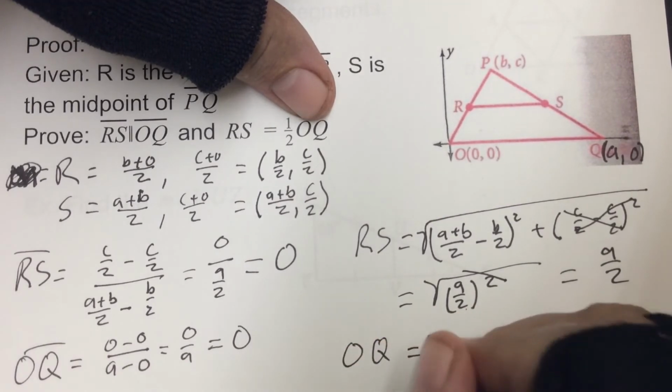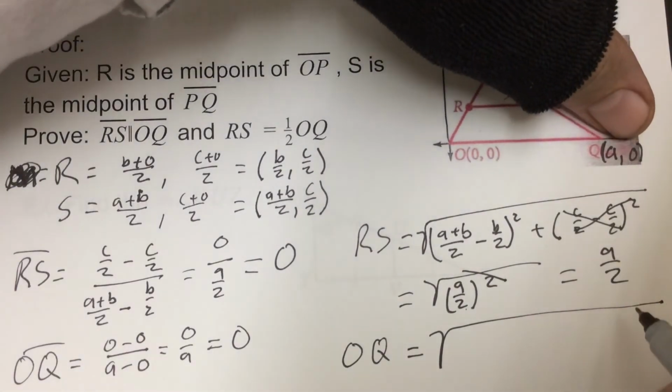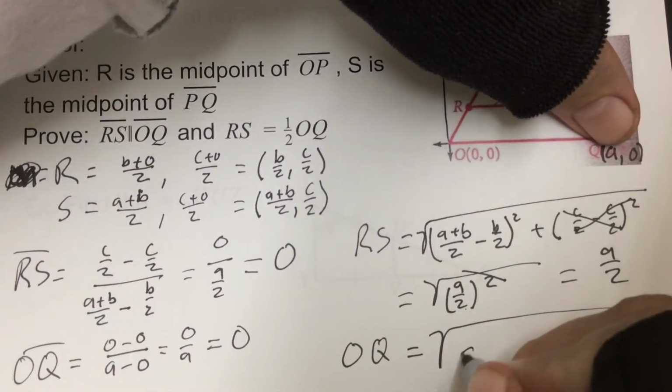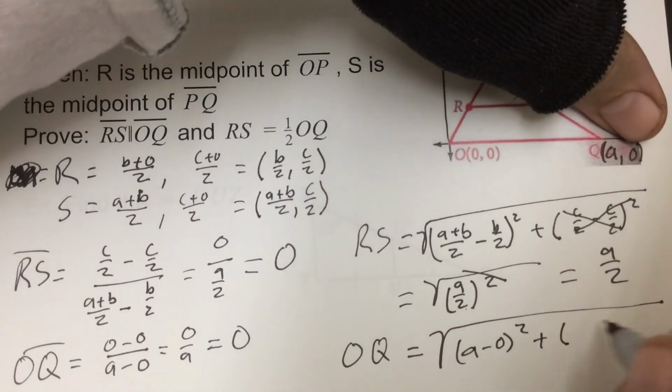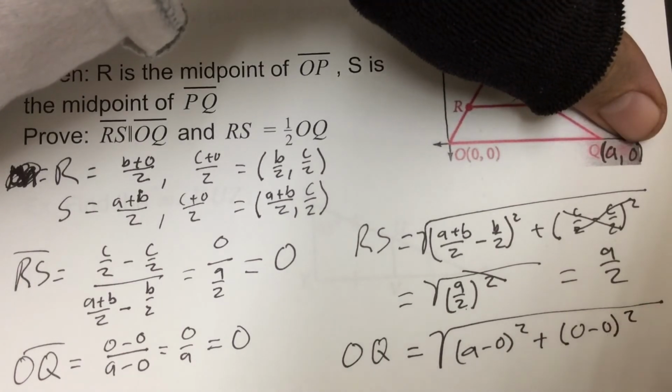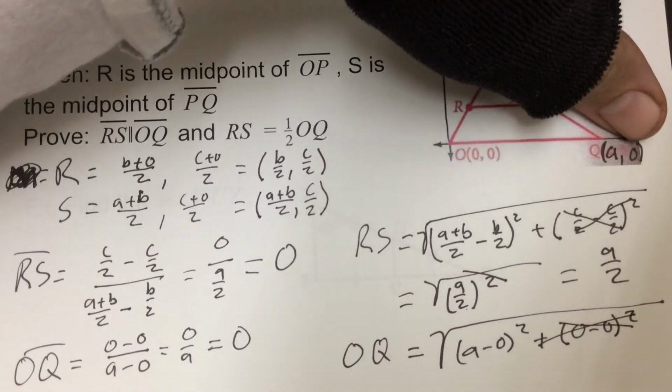Next, OQ. If we start with our x's, we'd have A minus 0 squared plus our y's of 0 minus 0 squared. Again, 0 minus 0 is 0. 0 squared is still 0. Adding 0 to anything is itself, so that's gone. A minus 0 is still A, and it would be squared. Again, if we have one term that's squared underneath the square root, that cancels, and we're left with A.